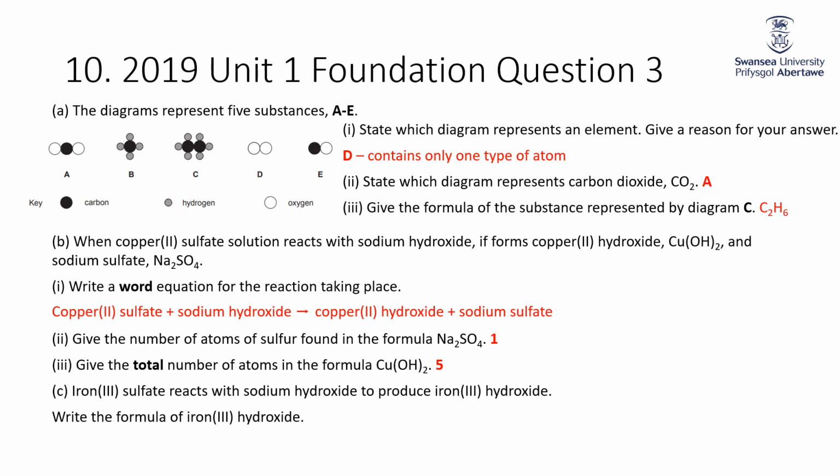And then iron 3 sulfate reacts with sodium hydroxide to produce iron 3 hydroxide. Write the formula of iron 3 hydroxide. So that is Fe(OH)3.